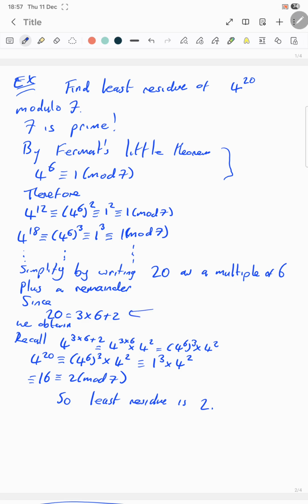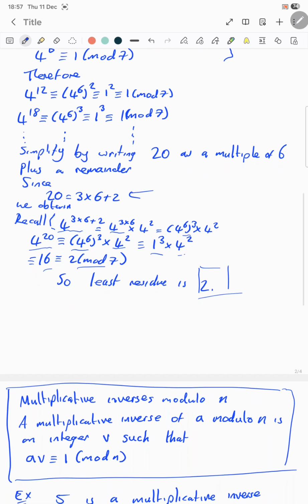Now we can simplify by writing 20 as a multiple of 6 plus a remainder. Since 20 equals 3 multiplied by 6 plus 2, we obtain by simple power rules that 4 raised to the power of 3 multiplied by 6 plus 2 equals 4 to the 3 multiplied by 6 multiplied by 4 to the 2, which equals 4 to the 6 cubed multiplied by 4 squared. So 4 to the 20 equals 4 to the 6 cubed multiplied by 4 squared equals 1 cubed multiplied by 4 squared equals 16 equals 2 modulo 7. So the least residue is 2 from using Fermat's little theorem.